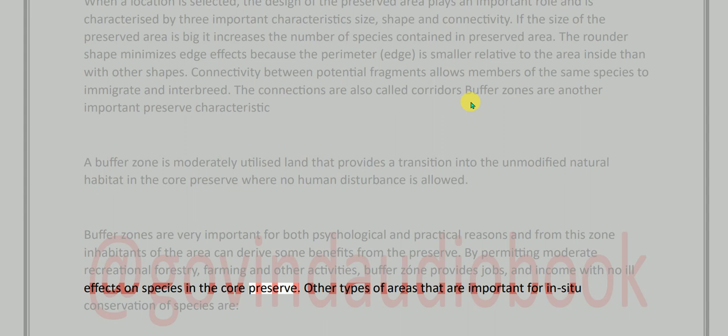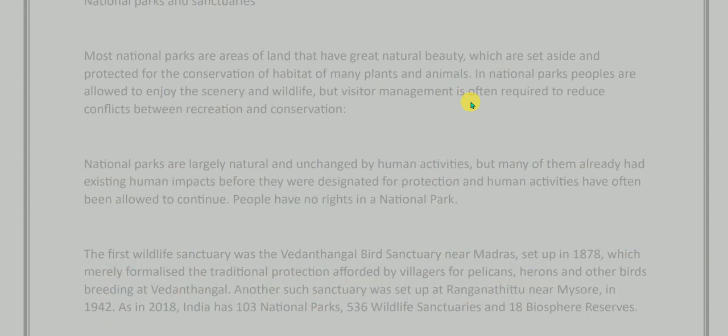Other types of areas that are important for in situ conservation of species are national parks and sanctuaries. Most national parks are areas of land that have great natural beauty, which are set aside and protected for the conservation of habitat of many plants and animals. In national parks, people are allowed to enjoy the scenery and wildlife, but visitor management is often required to reduce conflicts between recreation and conservation. National parks are largely natural and unchanged by human activities, but many of them already had existing human impacts before they were designated for protection, and human activities have often been allowed to continue. People have no rights in a national park.